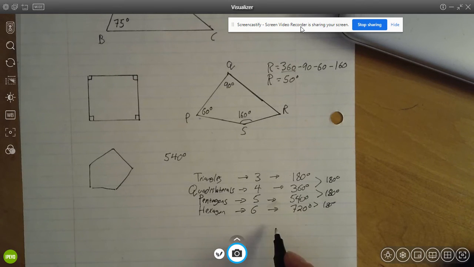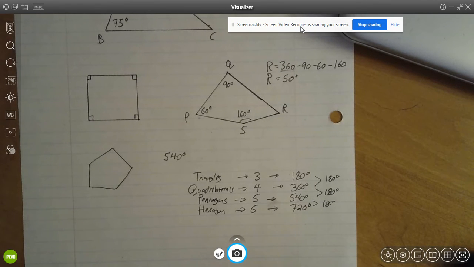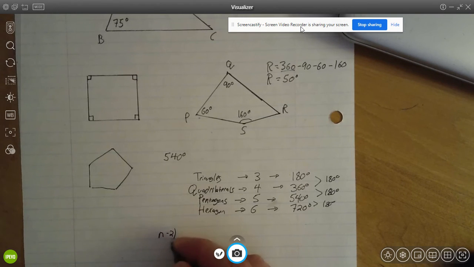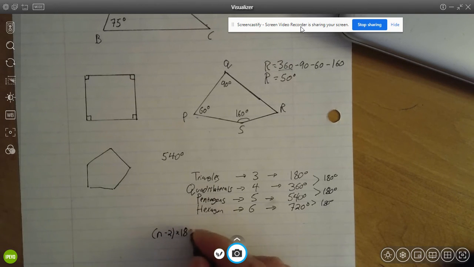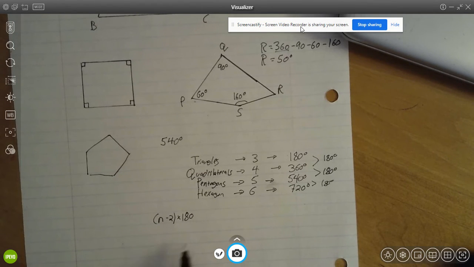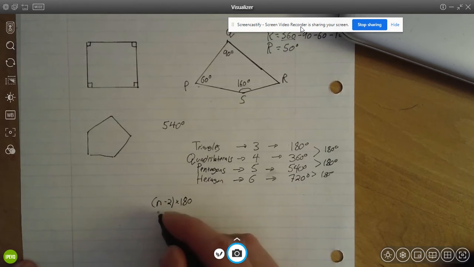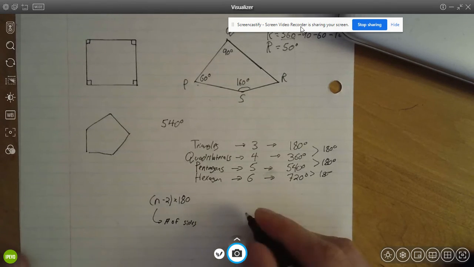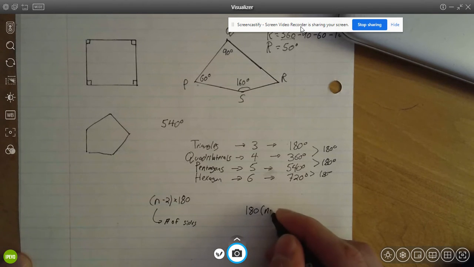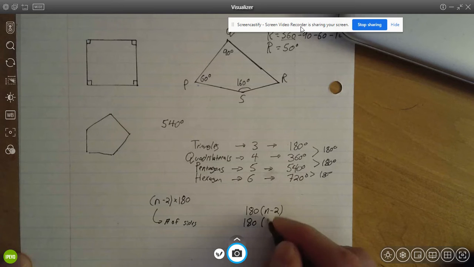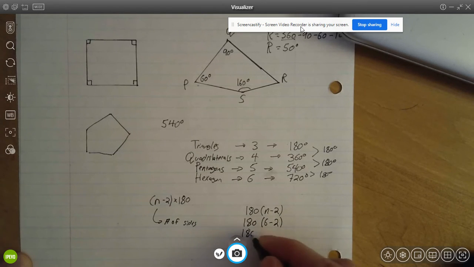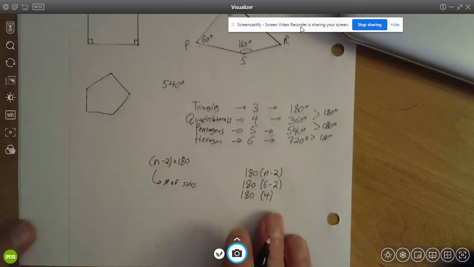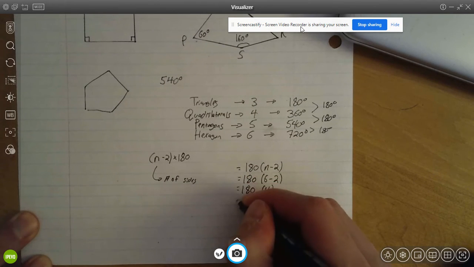To find a pattern, we're starting with 180 for the triangle. So the pattern is (n minus 2) times 180, and that is going to represent the sum of the interior angles for any polygon, where n is the number of sides. So we can test that for a hexagon. It would be 180(n minus 2). For a hexagon, I could plug in 6 for n. Just following BEDMAS, I'll resolve my brackets, and then multiply by 180. Sure enough, a hexagon is 720.